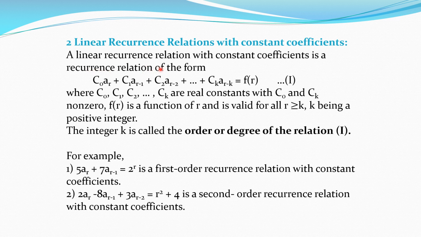A linear recurrence relation with constant coefficients is a recurrence relation of the form C0 a_r plus C1 a_(r-1) plus C2 a_(r-2) plus and so on, Ck a_(r-k), which is equal to f(r), where C0, C1, ..., Ck are real constants with C0 and Ck non-zero. f(r) is a function of r and is valid for all r greater than or equal to k, k being a positive integer. The integer k is called the order or degree of that relation 1.